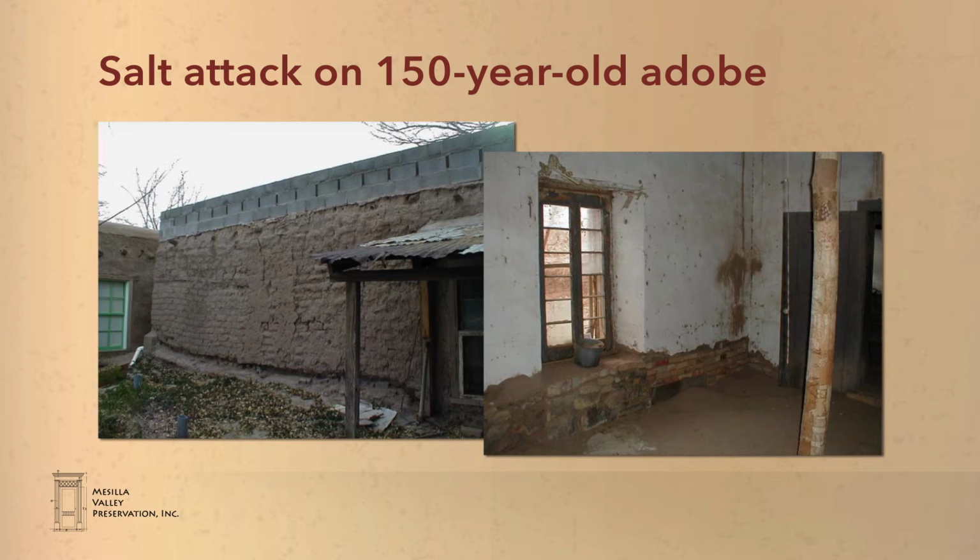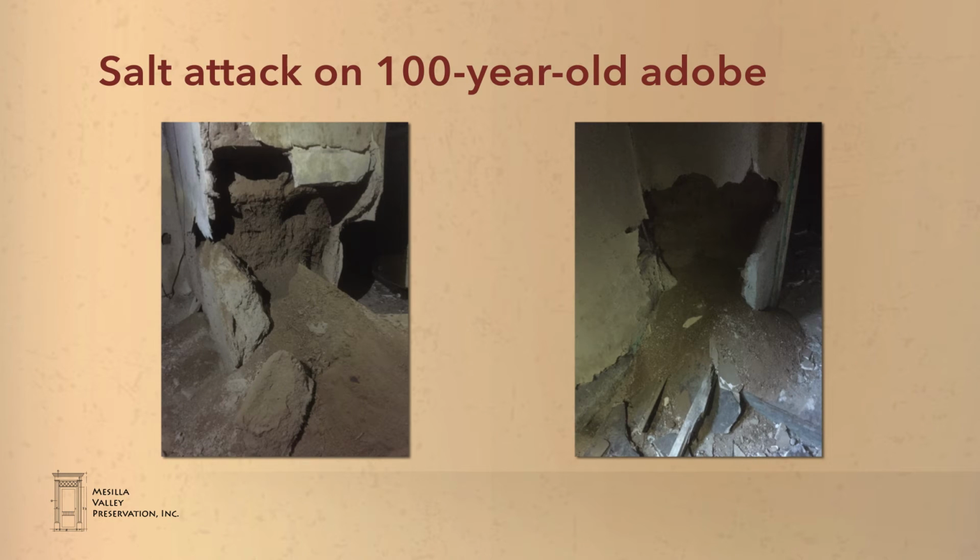Once you know what to look for, salt attack is painfully obvious to recognize. This 150-year-old adobe building in Mesilla, New Mexico, is exhibiting the characteristic coving of salt attack. On the exterior, the salts have climbed above a concrete collar that was added at some point to combat the problem. On the interior, we see failing attempts to repair very serious salt attack damage, with rocks, bricks, and cinder blocks. Here is some even more dramatic salt attack on an adobe building in Las Cruces, New Mexico.